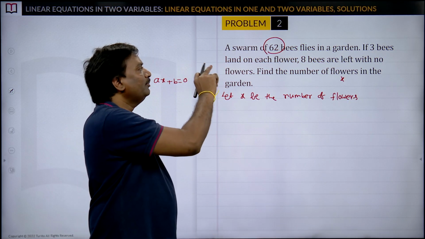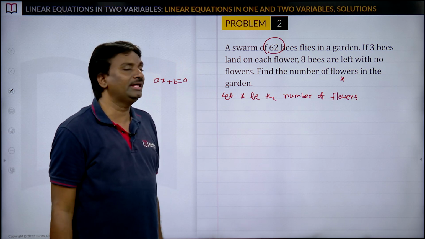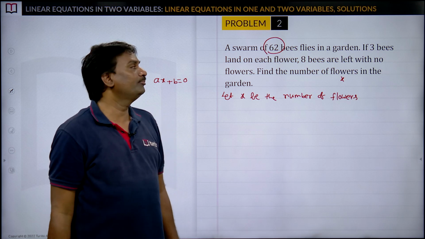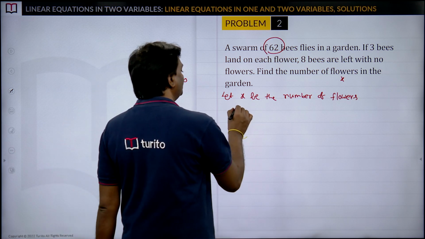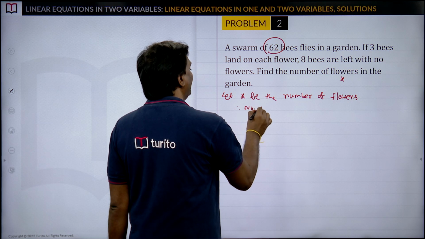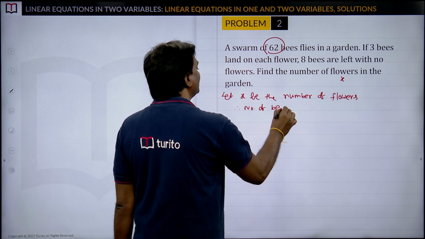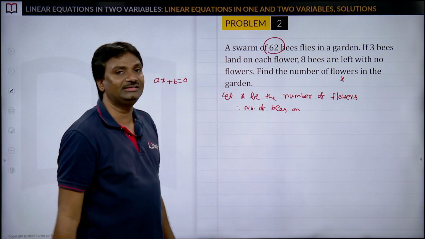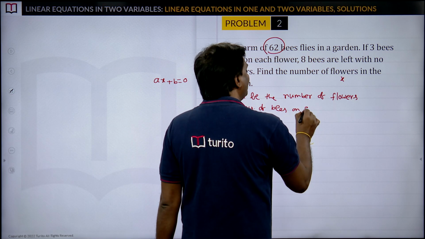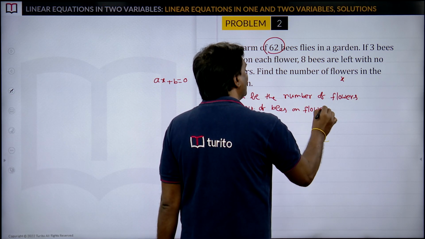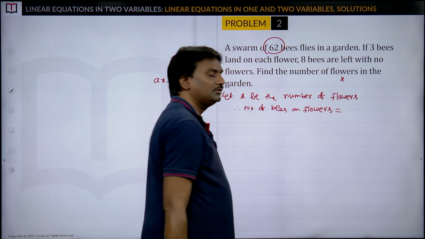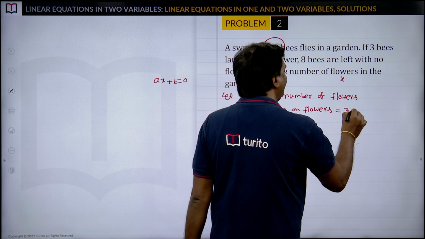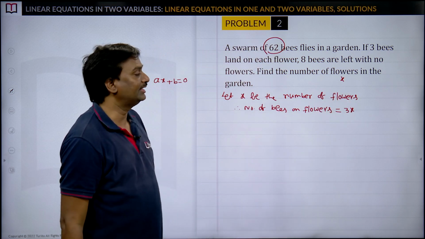So, according to the problem, a swarm of 62 bees fly in a garden. If 3 bees land on each flower, number of bees on flowers equal to 3 bees times the number of flowers, which is x. So, the total number of bees on flowers can be taken as 3x, that is given.